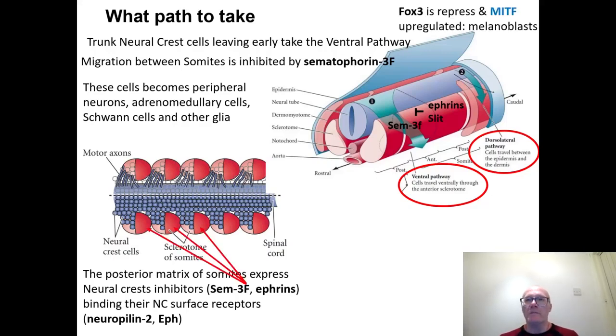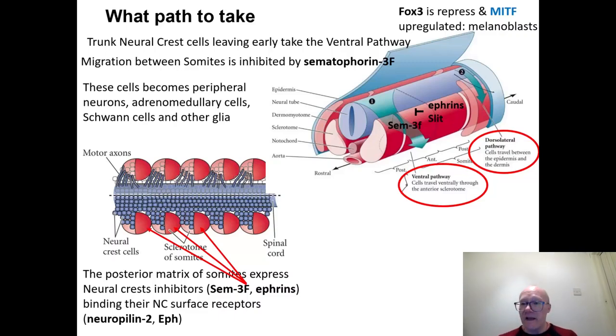On the other hand, more posteriorly and later, the neural crest cells migrate through the dorsolateral pathway. They can do that because in these cells FOXD3 is repressed, and therefore MITF is upregulated. MITF stands for melanoblast or melanocyte inducing transcription factor.